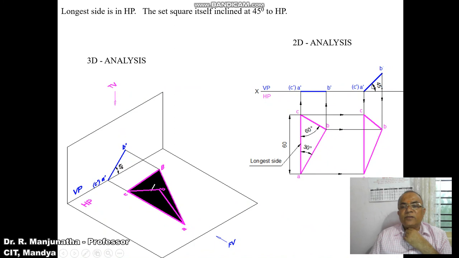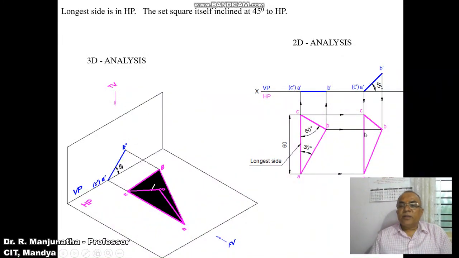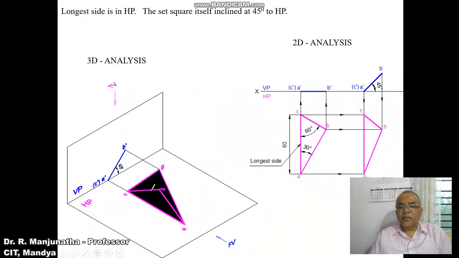So then, when you make a 45 degree set square inclination, draw a line, measure the distance, cut it here, and then write the corresponding top view, which is going to be the set square. But this will not be in true shape, because here A dash B dash and B dash C dash are both inclined to HP. So AB and BC are apparent lengths, and A dash C dash is parallel to HP, so we are getting the true length in HP. This line AC, which I'm showing here, is in true length.